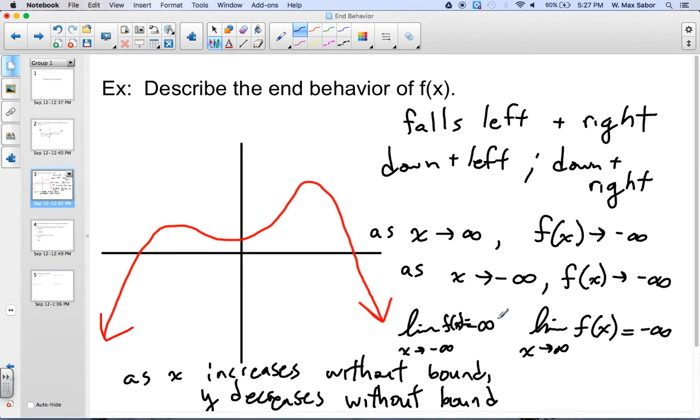So these are all, this is 1, 2, 3, 4, 5 ways of describing the end behavior. You're usually going to only see one at a time, but I want you to be familiar with the fact that all of these are talking about the same thing.